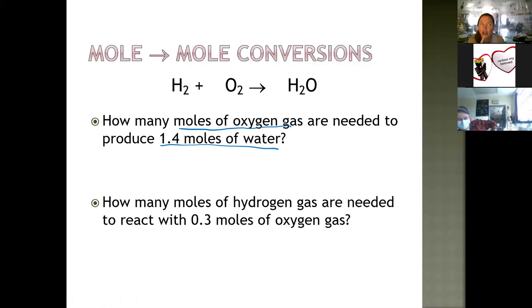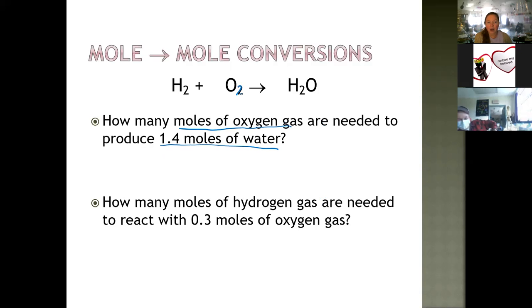Can I go ahead and start putting together my mole ratios? I can't. Why not? What's wrong with my screen right now? What don't I have yet? I don't have a balanced equation. I have an equation, but it's not balanced. Exactly, my equation's not balanced. So we need to start with that.